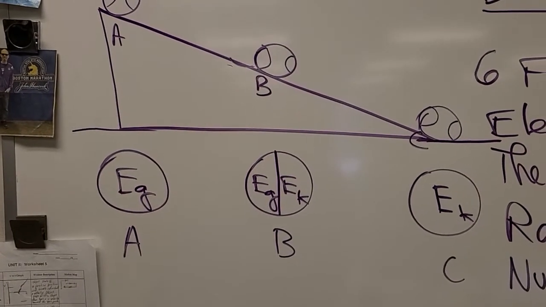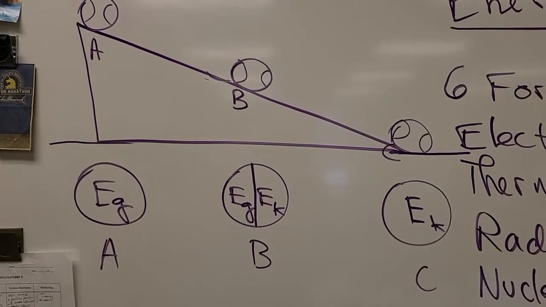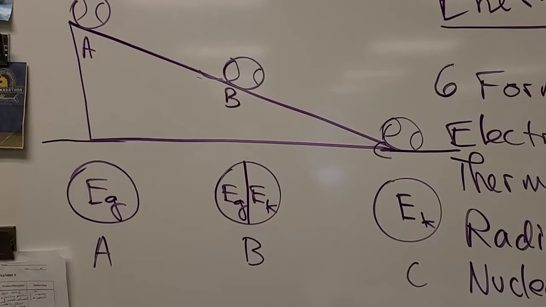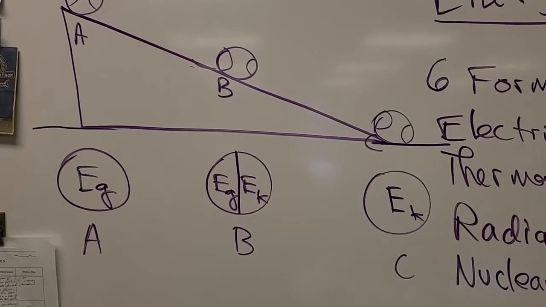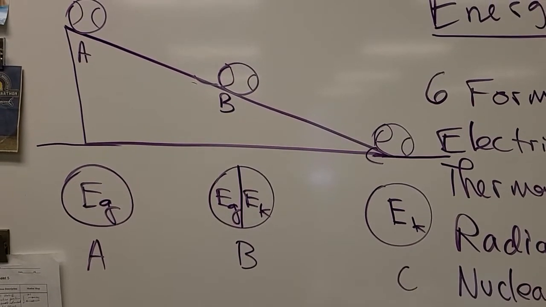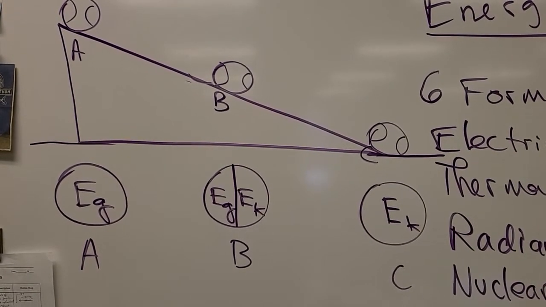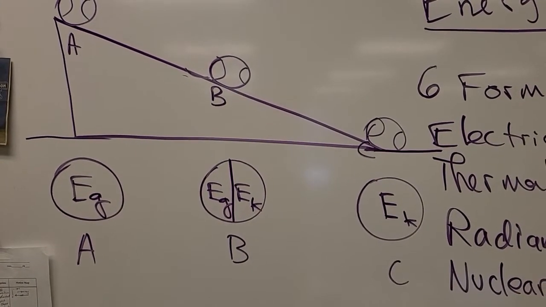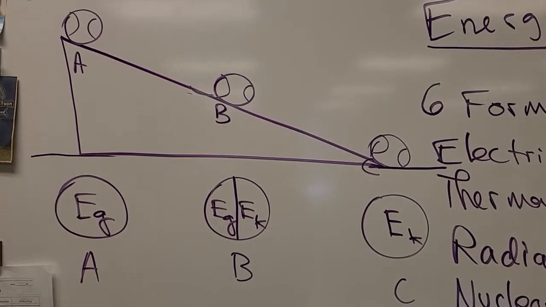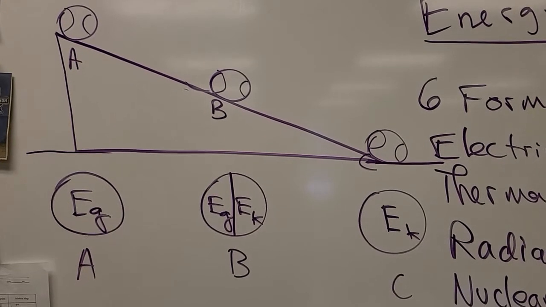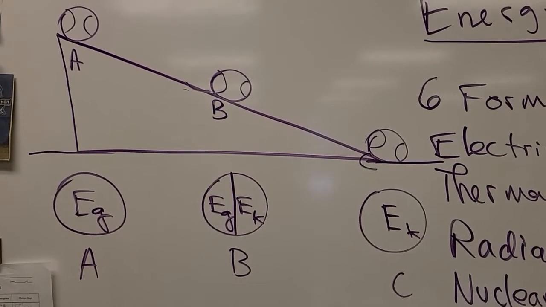And then finally at position C, now the ball is at the bottom of the ramp, and the question has to be, is there any more height? No, it is at its lowest possible point, so there's no gravitational. Is it moving? Yes, in fact, it's moving at its fastest. All of the height that the ball had has now become energy of motion. It's gained velocity as it lost its height.